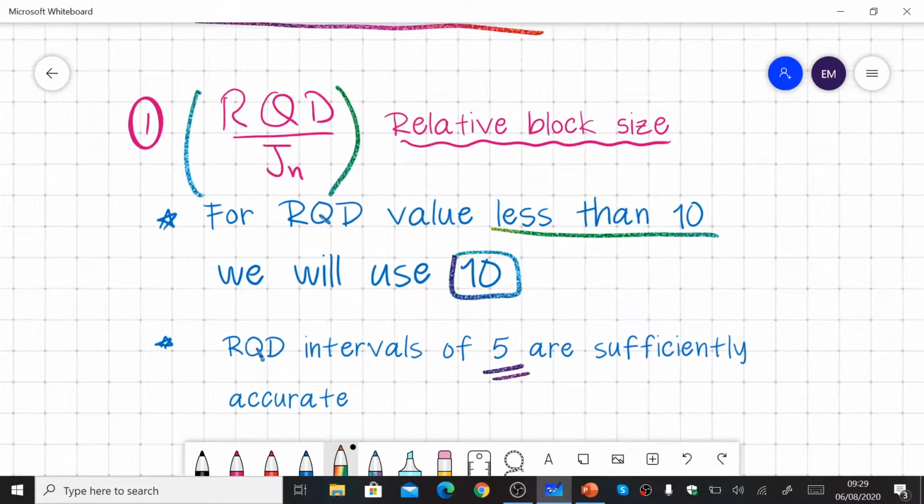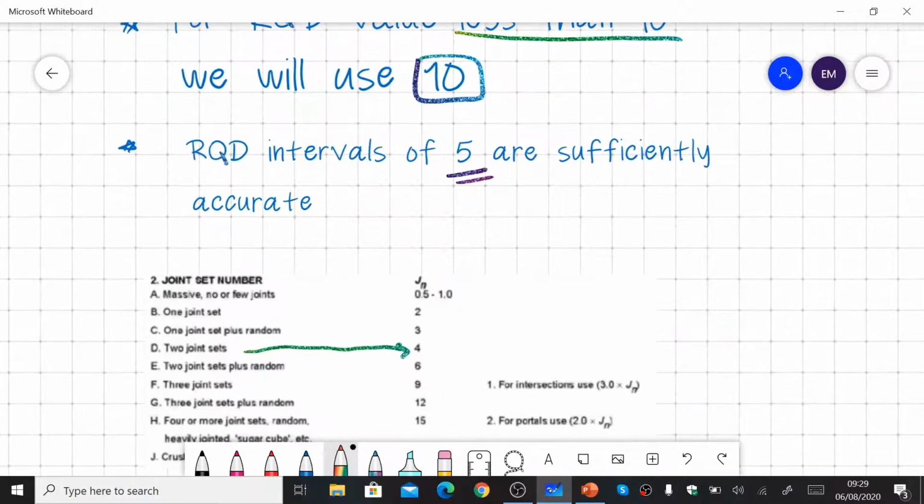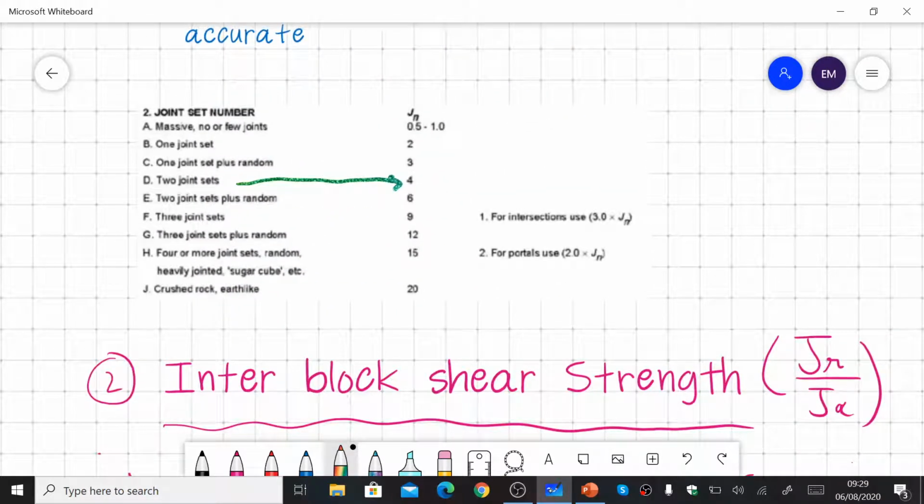We have already seen in our previous lectures that for the RQD value you make a core, count the pieces bigger than 10 centimeters, and divide by the core length to get RQD. So we obtain RQD from there, and JN will be obtained from this table here. On one side we have the joint set number, and then the corresponding value of JN. For example, if you have two joint sets, a JN value of 4 is used, and if we have three joint sets, a value of 9 is used.